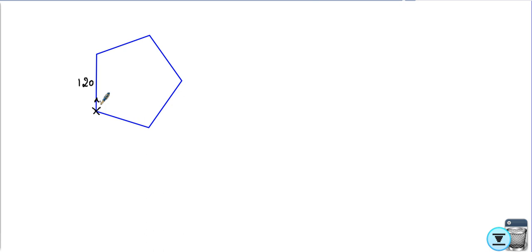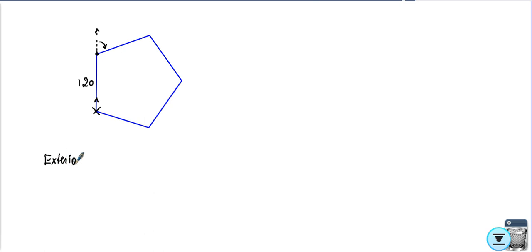Let's remember that the turtle always turns through the exterior angle. So the turtle starts from here, moves up, arrives here. It's facing in that direction and it needs to turn through that angle. So the first thing we need to do before writing down our program is to find that angle. So we need to find the exterior angle.